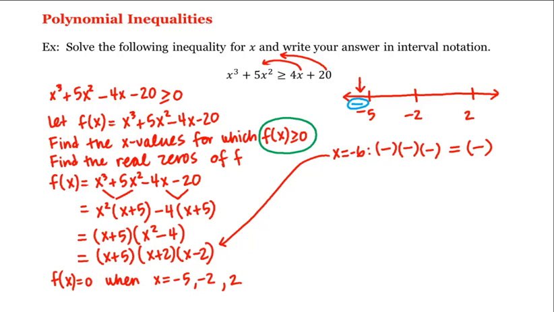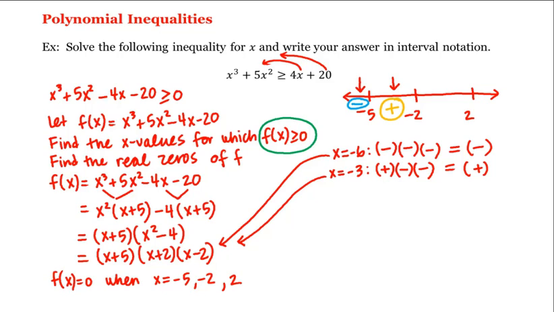Well, what about the second interval here? We can choose x equal to negative 3, for example. And when we plug this into the factored form of f, we have negative 3 plus 5, which is a positive number, times negative 3 plus 2, which is a negative number, and then times negative 3 minus 2, which is also a negative number. And positive times negative is positive, which means f is positive in this second interval.